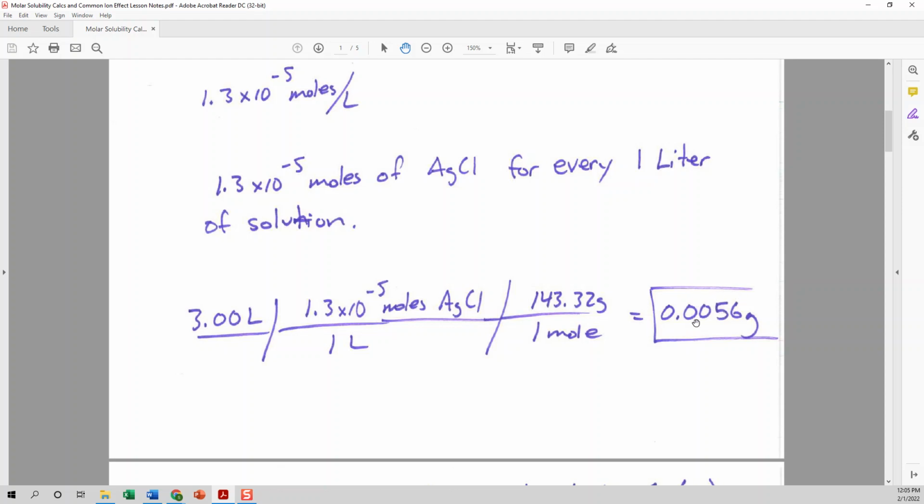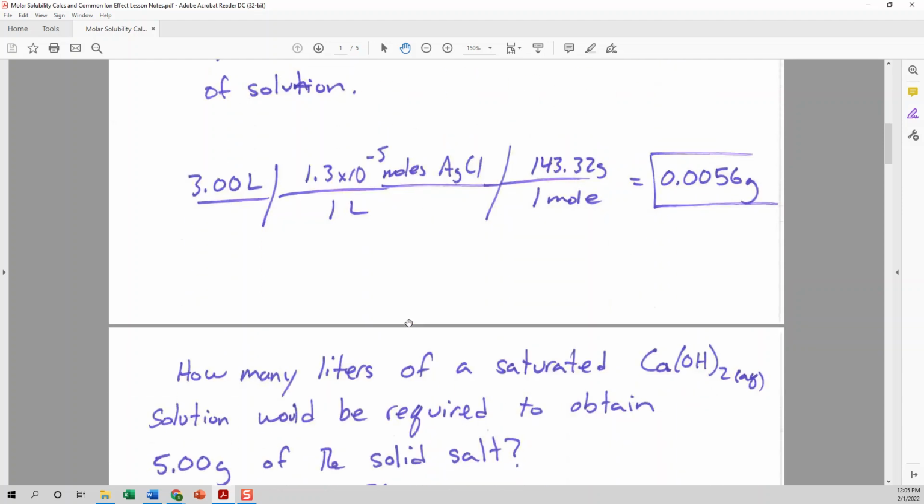That's it. So what is that? 5.6 milligrams. So if you took 5.6 milligrams of silver chloride and added it to a 3 liter solution, that solution would be saturated in terms of silver chloride. And again, what is this right here? That's the molar solubility, and we have to remember, what is molar solubility? It's molarity, it's moles per liter. So we can use it to convert from volume to moles or moles to volume, depending on what the question asks. All right, so let's go to another example here.